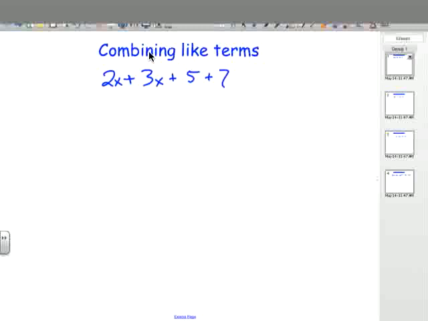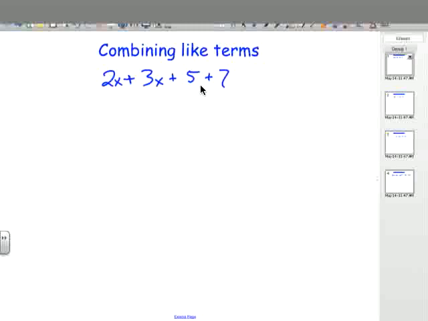We're going to look at combining like terms in this video. When you look at terms, first of all, we have to figure out what a term is. A term is anything in an equation or an expression that is separated by a plus or a minus sign. So this is a term, 2x, plus 3x is a term, plus 5 is a term, and plus 7 is a term.